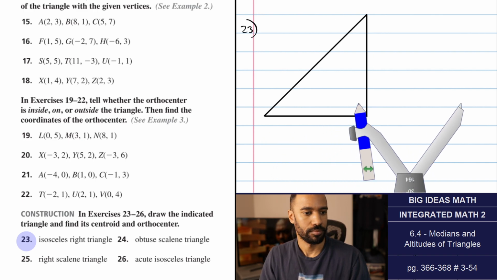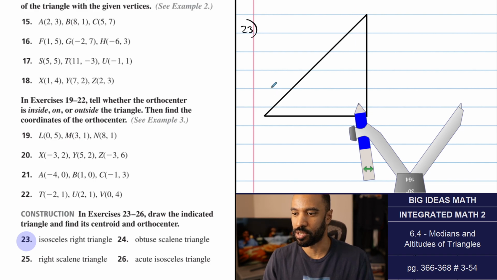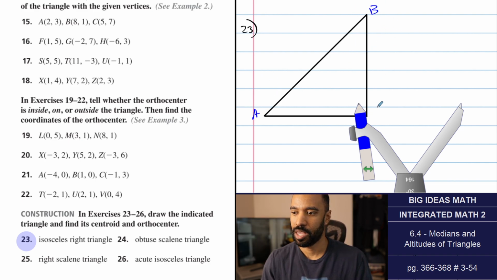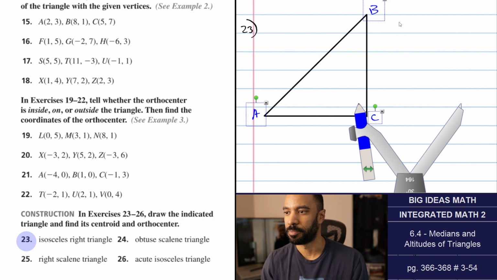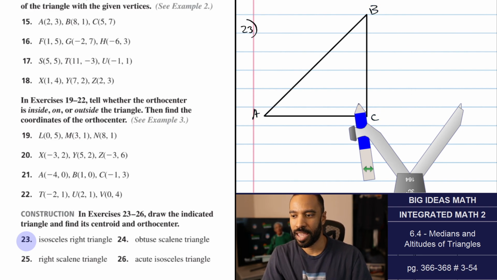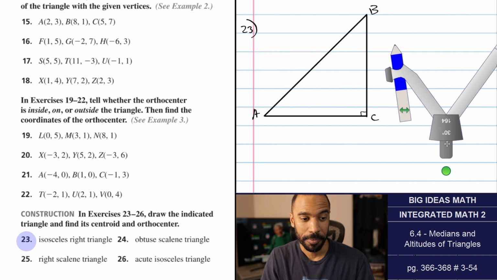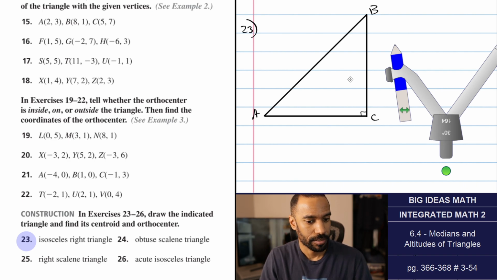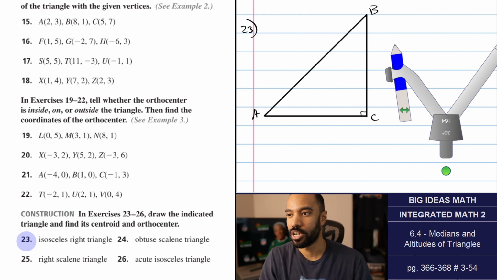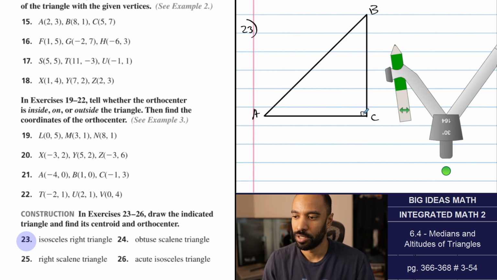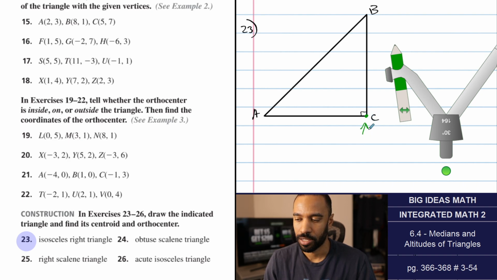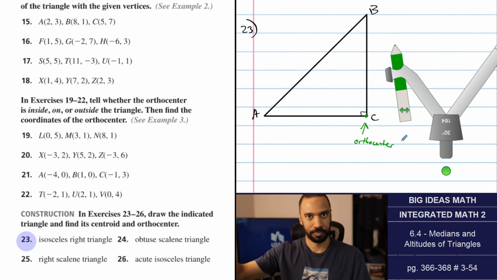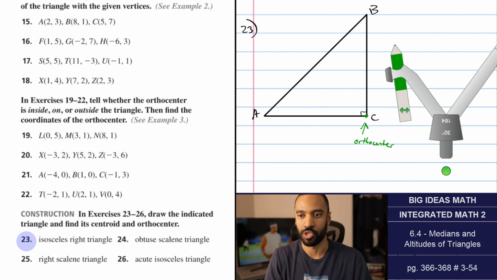Let's just call it ABC. We have to find the centroid and orthocenter. The orthocenter should be pretty fast. Because it's a right triangle, the orthocenter is going to be on the triangle, right there, at the right angle. So let's call that the orthocenter. Already taken care of. They shouldn't expect you to do more from that.